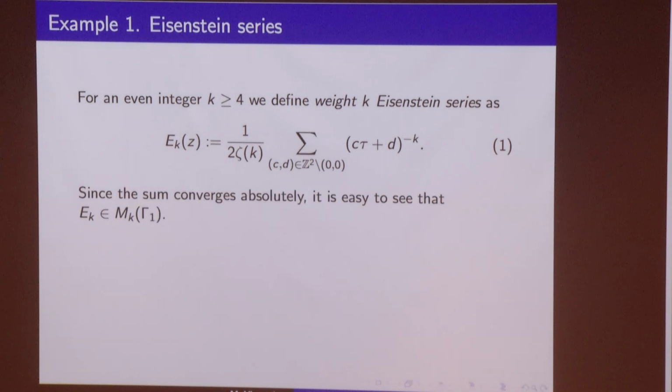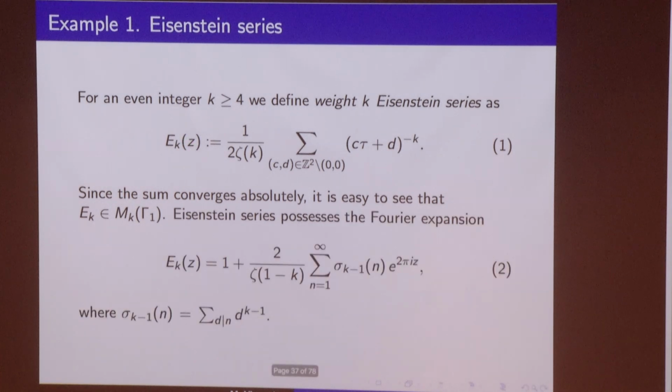Also, this sum will converge absolutely if k is bigger or equal than 4. And from this, we can easily see that this function belongs to this space. Okay, yes, so here z should be tau. You're right. And okay, so here z is correct. So maybe this tau should be z.